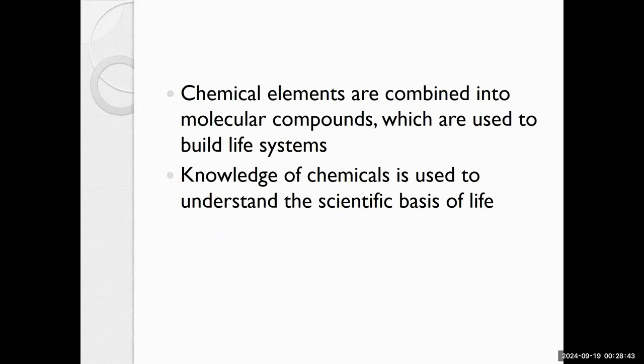Chemical elements like carbon, nitrogen, and oxygen combine to form larger compounds, which are then used to build tissues, organs, and organ systems. Knowledge of these chemicals and how they behave can help us understand the scientific basis of life because it helps us anticipate how chemical reactions will occur, what things bond together, and the utility and functionality of them within the living system.